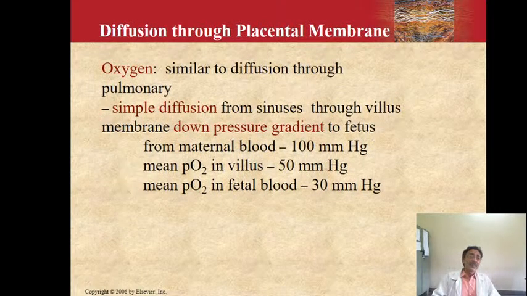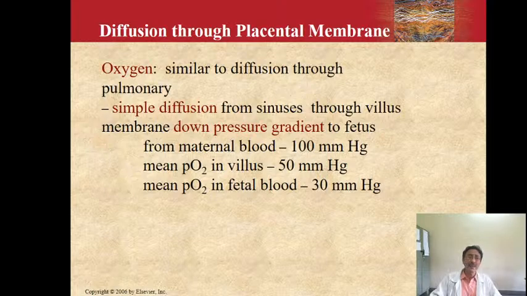Now once the RBCs are produced, where does the fetus take the oxygen from? Basically, the fetal lungs are not well developed. They are collapsed lungs, filled with water, or with amniotic fluid. So the oxygen supply to the fetus is through the placental membrane, and it is through diffusion.